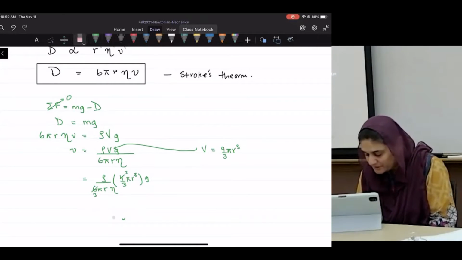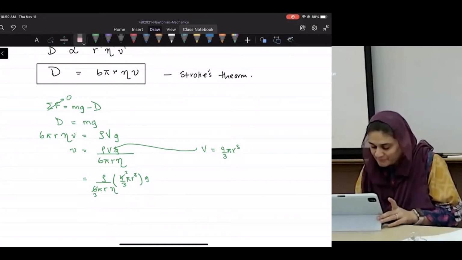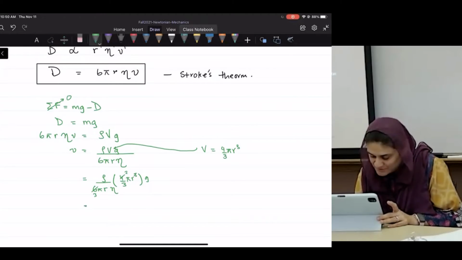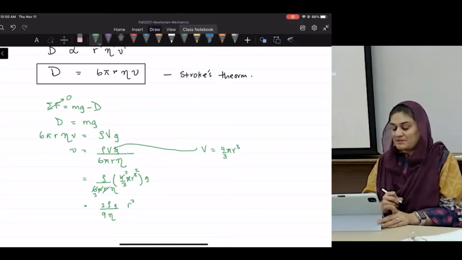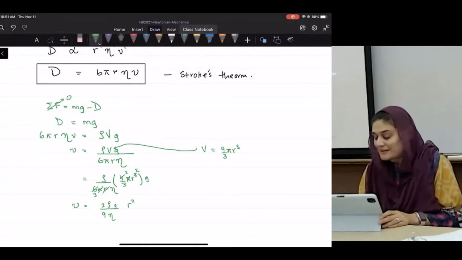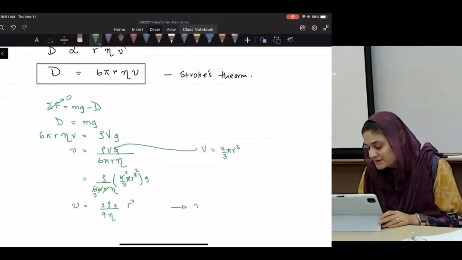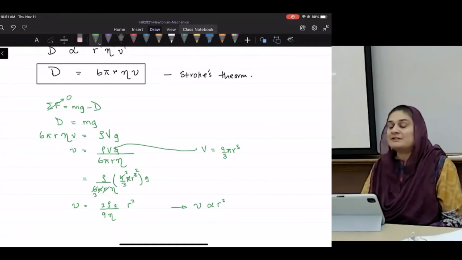So I'm going to try to put all the constants together. Correct me when I mess up. So this will be rho, pi will go away, 2 over 9, one of the r's goes away, eta g r squared. Am I missing something? So that means, honestly, that's the difference between going in a pipe and going in free space.